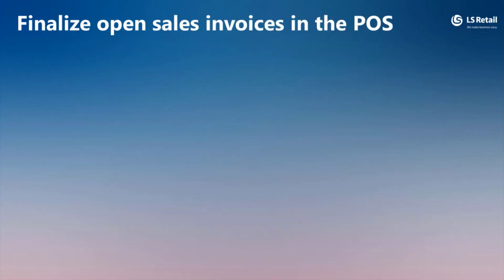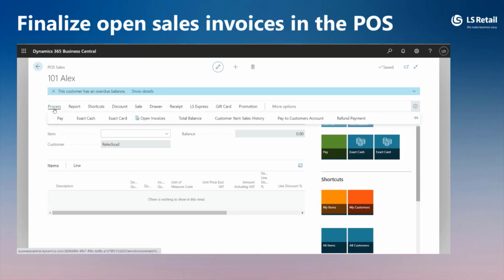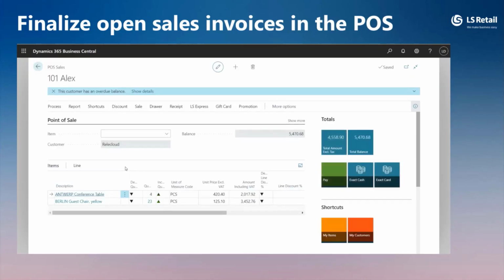In some cases, the sales team may have already created sales invoices for customers. And let me show you how easy it is to pull an open sales invoice into the point of sale to finalize the sale with the payment. I simply select Process, Open Invoices, and I will get a list of all open sales invoices. Let's imagine this customer, ReCloud. He wants to finalize this invoice and pay with a credit card.